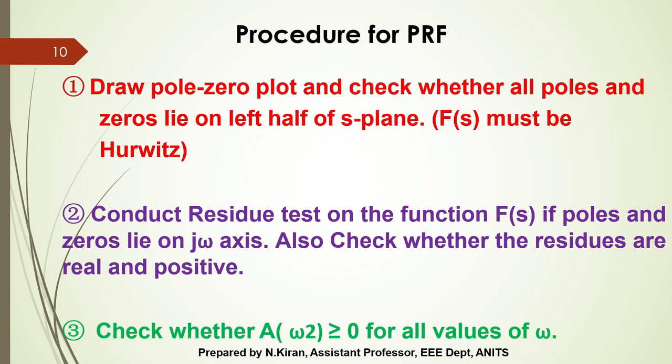The first condition, we have to check whether all the poles and zeros are on the left half of the S-plane. The second condition, we will conduct a residue test on the function if there are any poles and zeros on the j omega axis, and if the residues are positive and real, then we can say that it is a positive real function. And the third condition that one must check is A(omega squared) should be greater than or equal to 0 for all values of omega. While seeing the tutorials, we'll see what this A(omega squared) is.